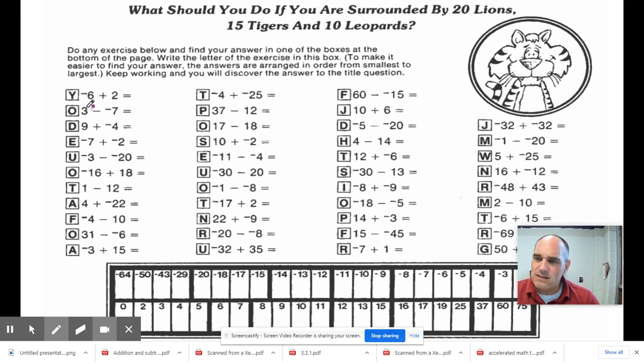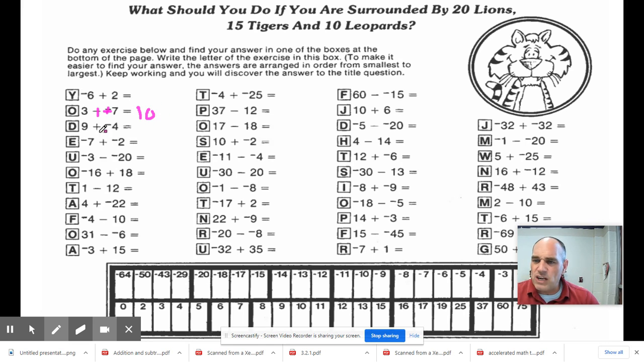So if I read this, this is 3, the opposite of a negative 7. Well, the opposite of a negative 7 is a positive 7. So we make this now a positive 7. And then we change this to a combination symbol. Then we go through and we just do our work. 3 plus positive 7 becomes a positive 10.